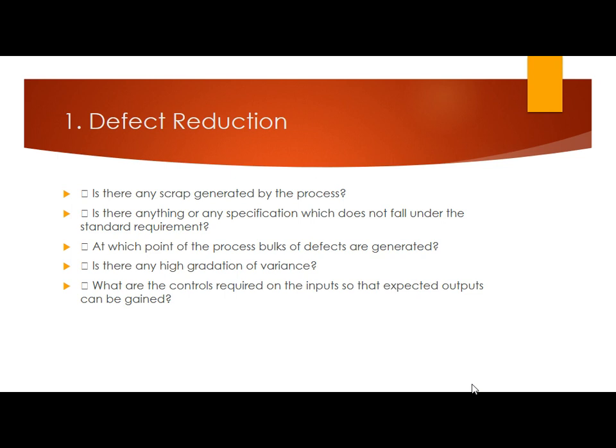Okay, so you should ask questions like: is there any scrap generated by the process, and if scrap is generated, then what are the causes of generation of scrap? Is there anything specific which does not fall under the standard requirement? At which point in the process are bulks of defects generated? Is there any high gradation of variances? What are the controls required on the inputs so that expected outputs can be gained? So this is for defect reduction.